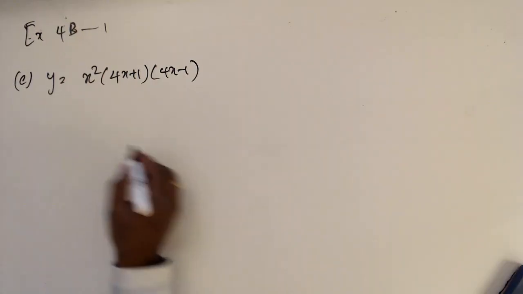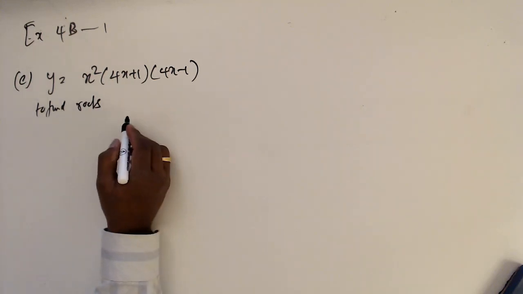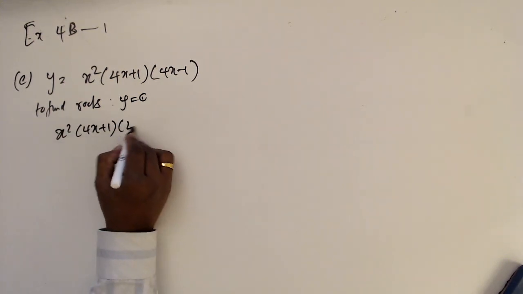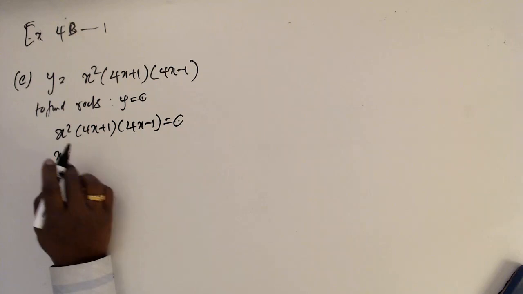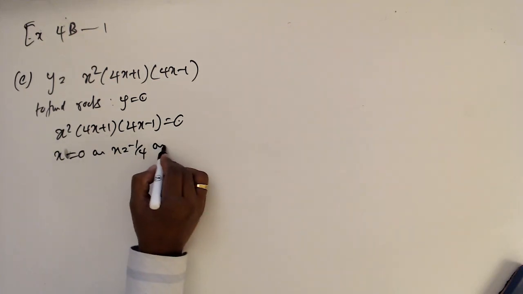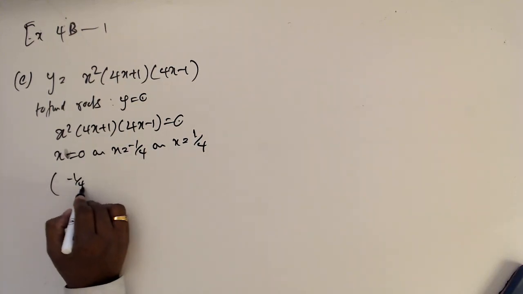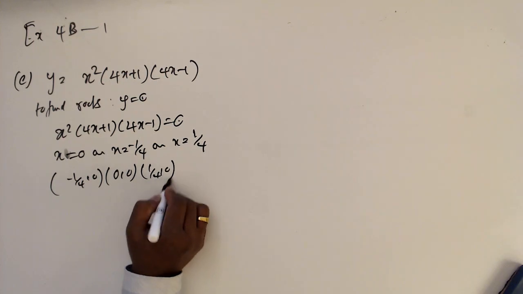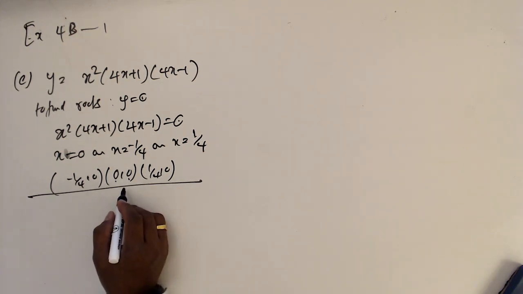E, to find roots, y equals 0, x squared times (4x plus 1) times (4x minus 1) equals 0. Then x equals 0 or x equals minus 1 over 4 or x equals 1 over 4. So minus 1 over 4, 0; 0, 0; and 1 over 4, 0. When x equals 0, y equals 0. We have this one now.